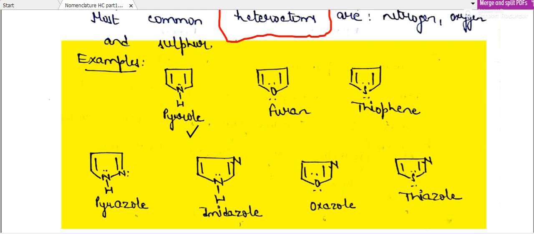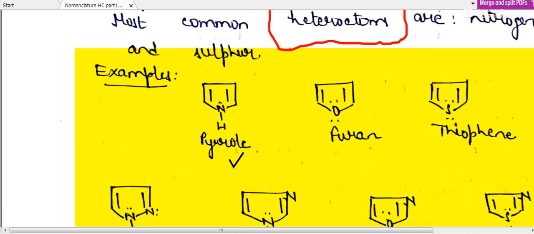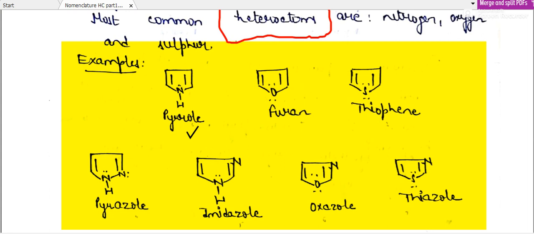If you look, the lone pair and the 2 double bonds are in conjugation with each other. Starting from the lone pair, there is a single bond, double bond, single bond, double bond, single bond, and coming back to the lone pair. So pyrrole is basically a conjugated 5-membered ring containing 4 carbon atoms and 1 heteroatom, the nitrogen atom. So this is placed in the category of heterocyclic compounds.